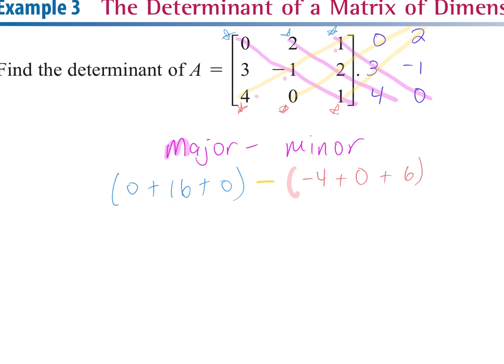6. All right, so now let's simplify. In our first major parenthesis, what's 0 plus 16 plus 0? 16 minus, what's -4 plus 0 plus 6? 2. What is 16 minus 2? 14. That's it. That's your determinant.